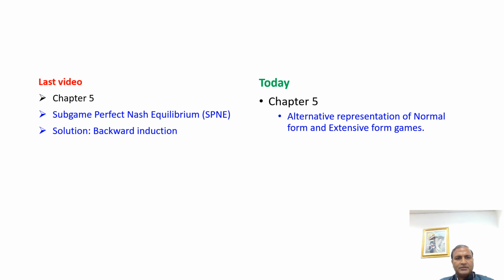Remember, in the last video we did chapter number 5 and tried to understand the subgame perfect Nash equilibrium and how to solve such games. So in today's video I'm going to explain how to do the alternative representations of the normal form and extensive form games.